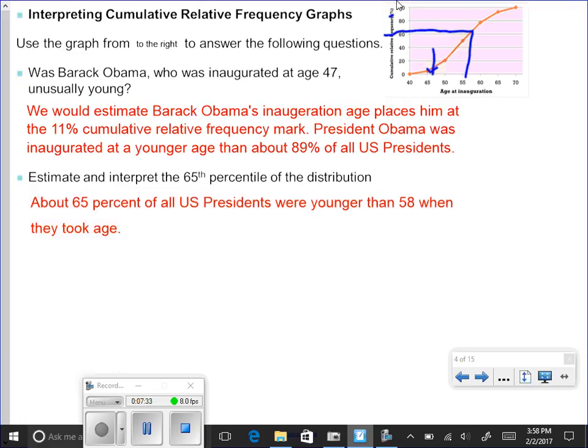So about 65% of all U.S. presidents were younger than 58 when they took office. My line is a little crooked. You can kind of see how it goes left. It should go straight down, and that's just because my smartboard is off a little bit when I drew it. So that would fall more at 58, whereas in my picture it looks about at 56, and it's not.